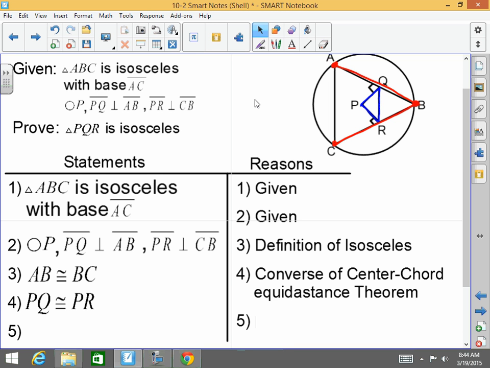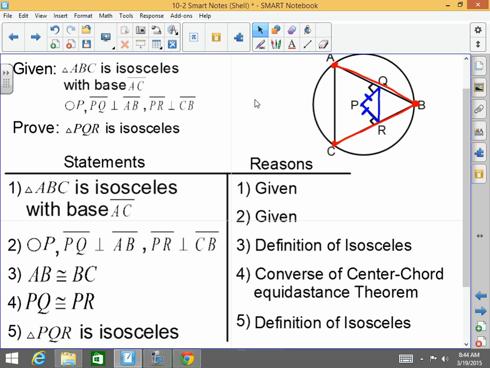Very good, my brother. Now, some of you may say, but wait a second, Mr. Morrow, what about PQ being perpendicular to AB and PR being perpendicular to CB? That was just extra information. Could I have said that it bisects AB and that it bisects CB? Sure, I could have. Would it have helped with our proof, though? No. Now that we have proven that PQ is congruent to PR, that's it. It's an isosceles triangle, by definition of isosceles. So they just gave us extra information that we really did not need.